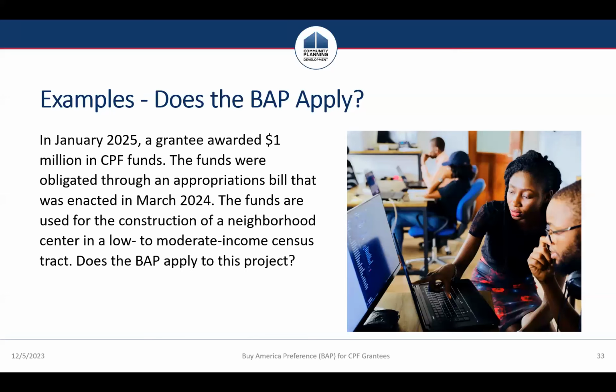Is the funding subject to the BAP based on the phased implementation waiver? So looking at dates. And do any of the other waivers apply? You might be looking at exigent circumstances, de minimis, small grants, or tribal recipients. And so based on what we know of this example, for funds that were appropriated in March of 2024 for the construction of a neighborhood center, let's take a look at the answer.